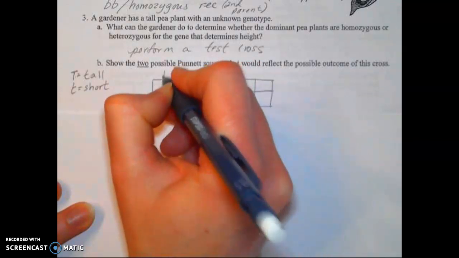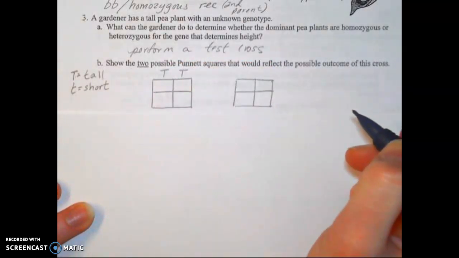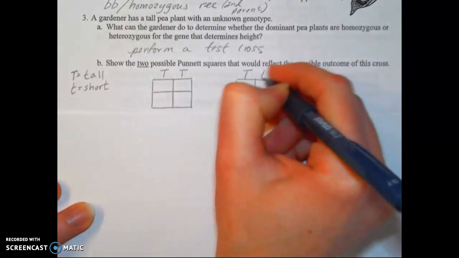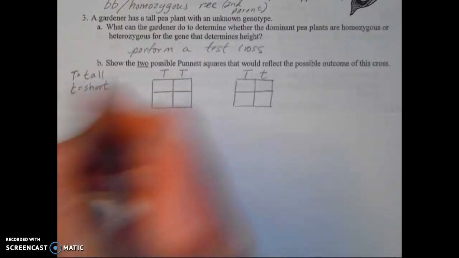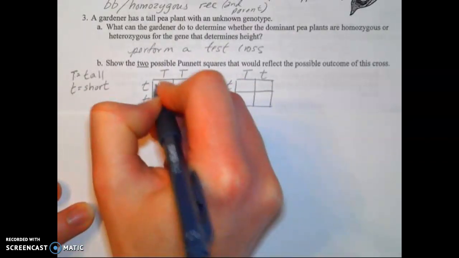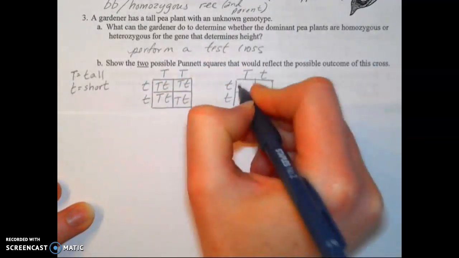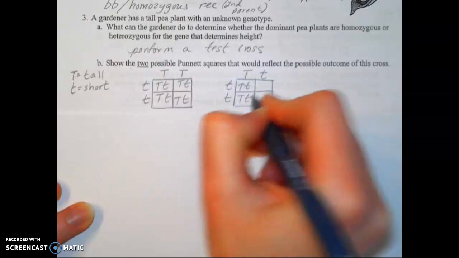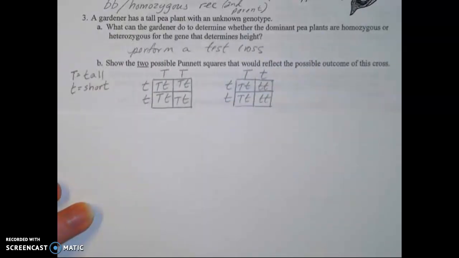So his first plant, the dominant plant, is tall, so it could be either homozygous dominant or heterozygous. Our second plant, remember, we're always going to use the homozygous recessive. And we can simply do our basic Punnett square. Now, what is the purpose of this? So once we see the offspring, we can then determine if the parent is heterozygous or homozygous.